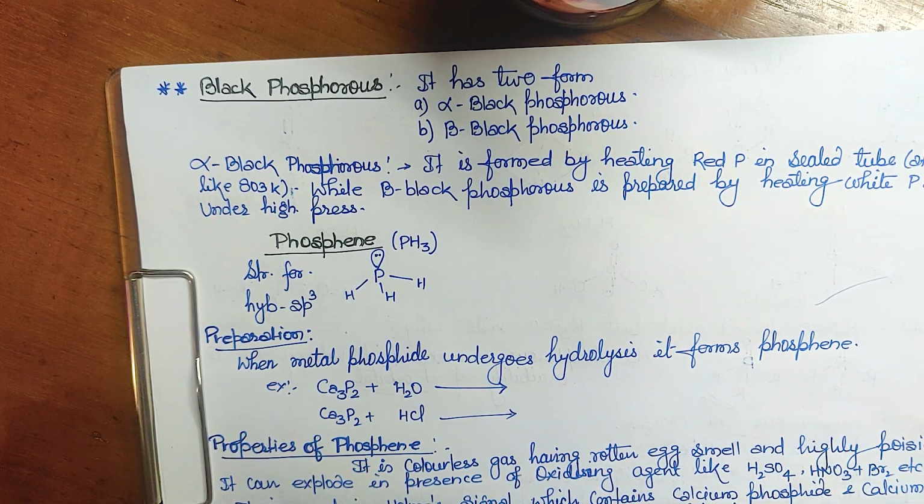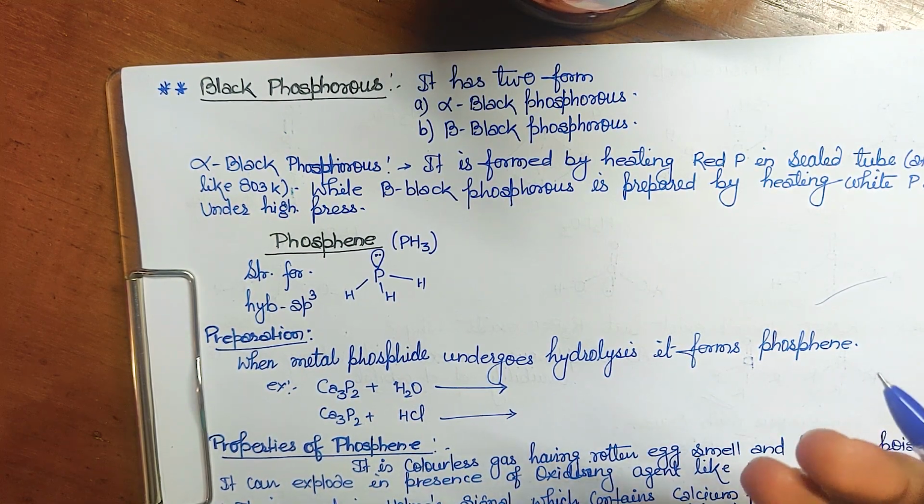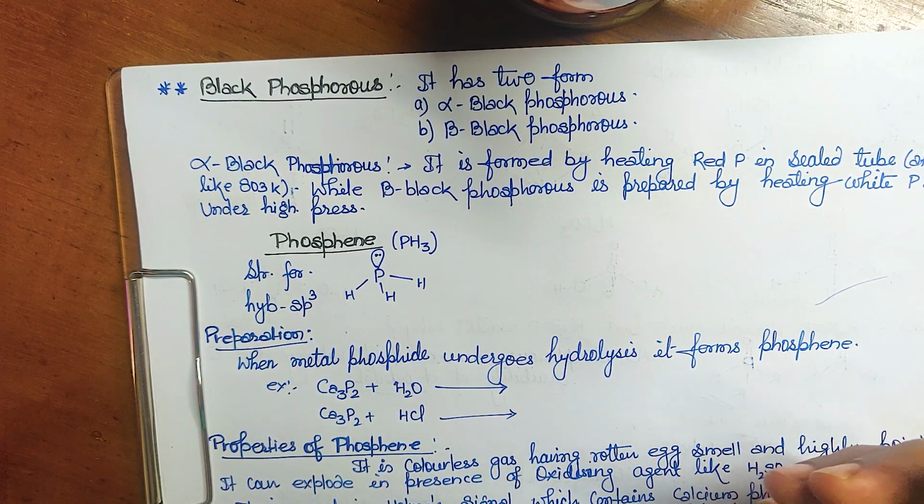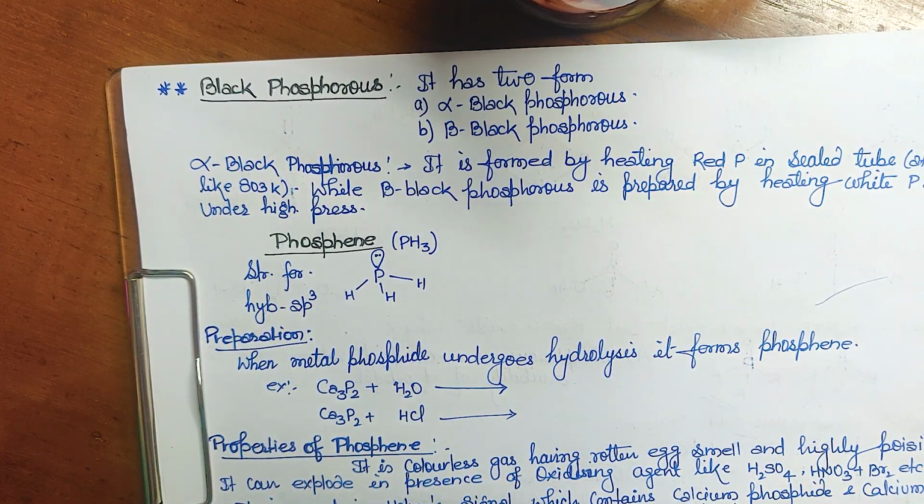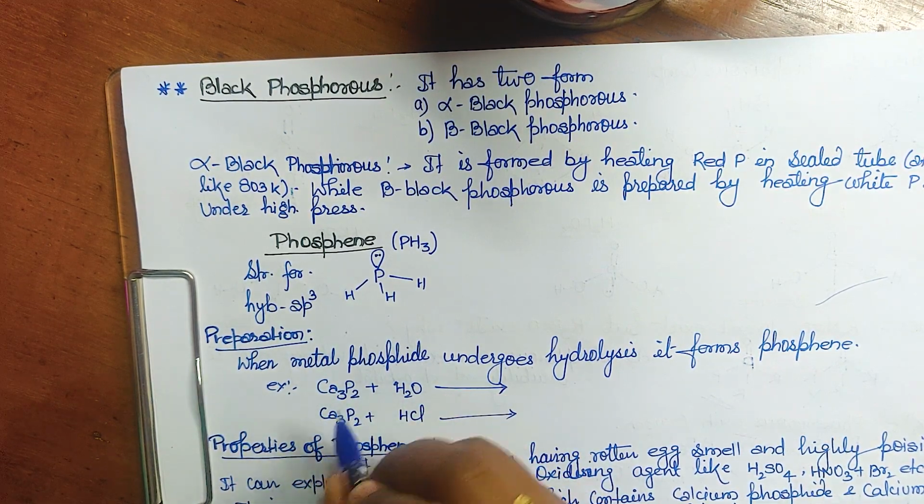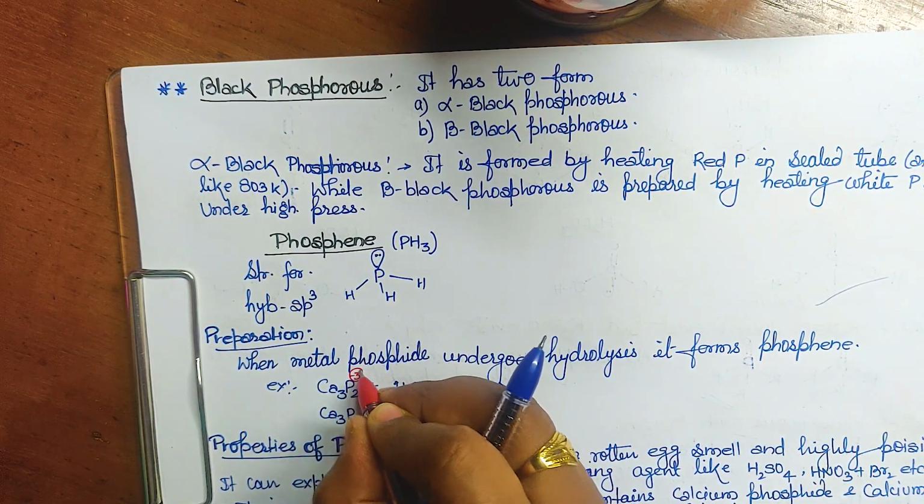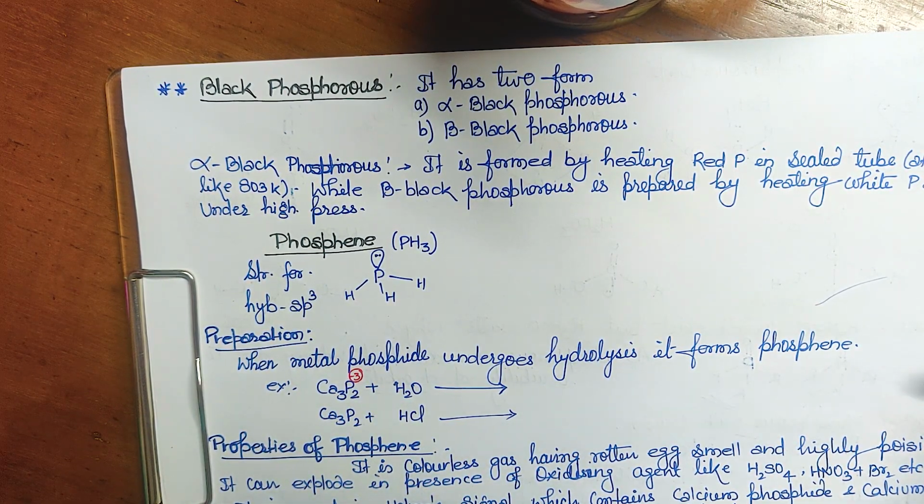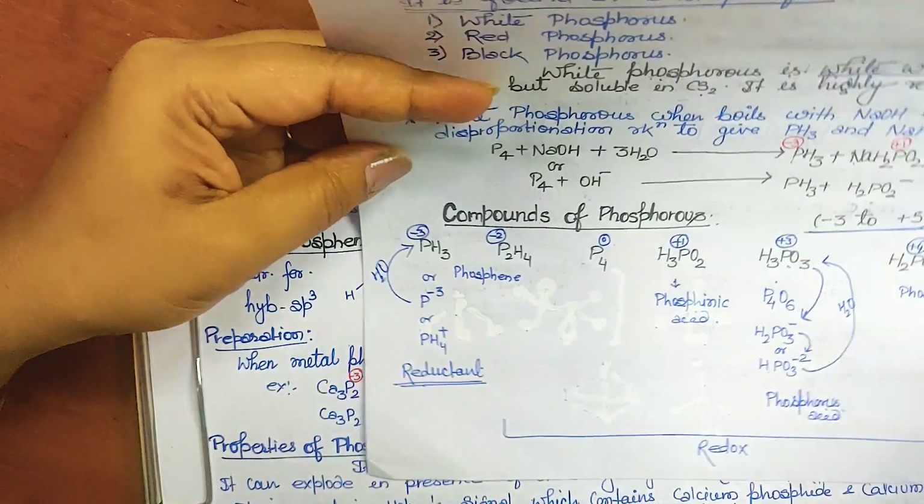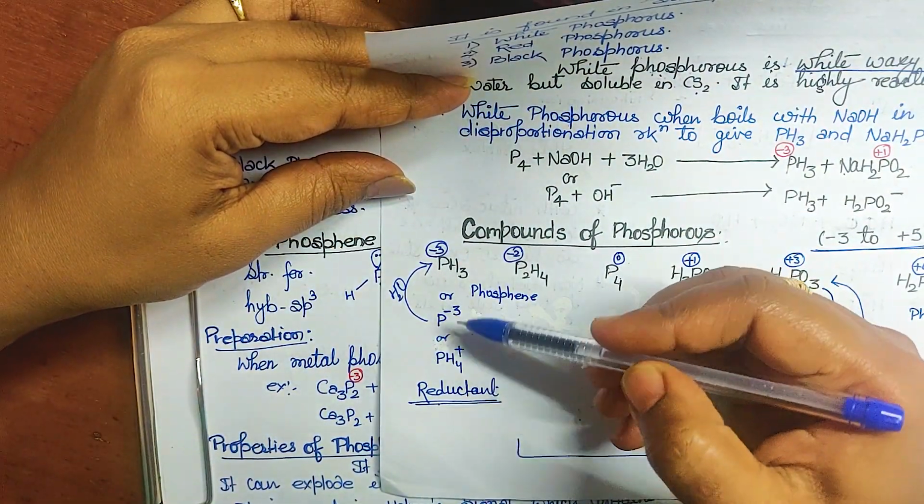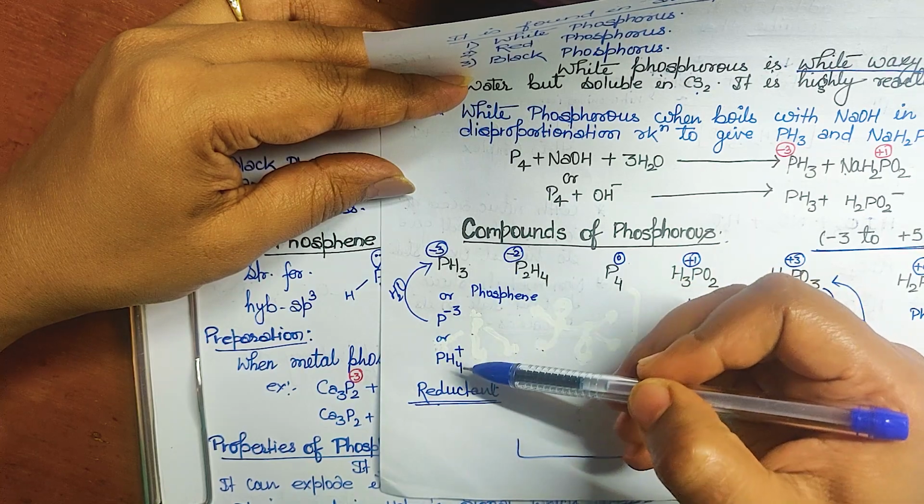So now the preparation, same as ammonia we can do. When metal phosphide undergoes hydrolysis, it forms phosphine. As I told you, when it undergoes hydrolysis, if it is in the least state, the oxidation number won't change. So you just check that here phosphorus is having -3 oxidation state, isn't it? So that means we have to write a product which is having -3 phosphorus. So these are the two products left. One is this and another is this.